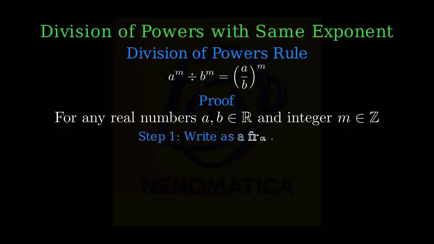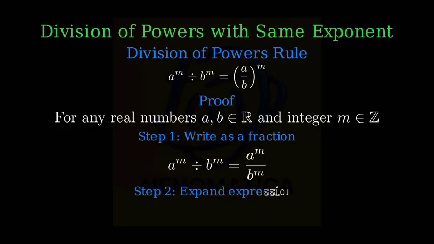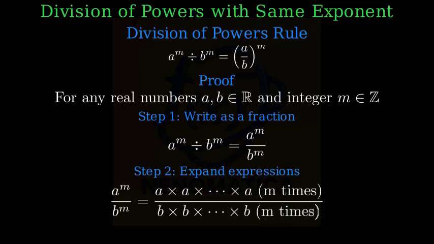Step 1. Let's start with the left side of our equation. When we divide a to the m by b to the m, we can write this as a fraction with a to the m in the numerator and b to the m in the denominator. Step 2. Now let's expand both the numerator and denominator by writing out what these exponents mean. A to the m means a multiplied by itself m times. Similarly, b to the m means b multiplied by itself m times.